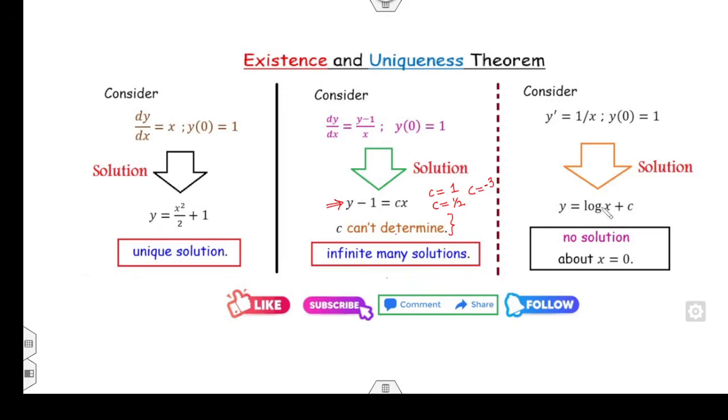On the other hand, if you look at this function 1 over x, clearly whenever x approaches 0, the function is infinity. Fine, that means it has no solutions.